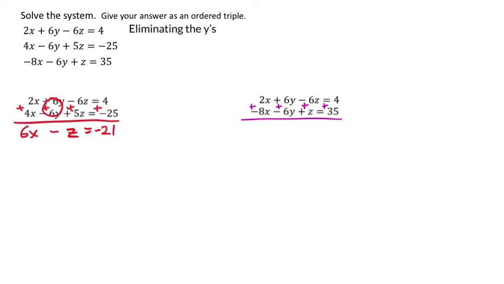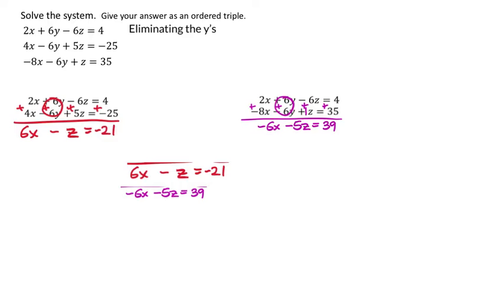2x's plus negative 8x's would be negative 6x's. The y's, 6y minus 6y, zeroes out. Negative 6z plus, that's 1z, that'd be negative 5z's, and that would equal 4 plus 35 is 39. So these two equations that we have in red and purple, I can now use those two to create a system of equations.